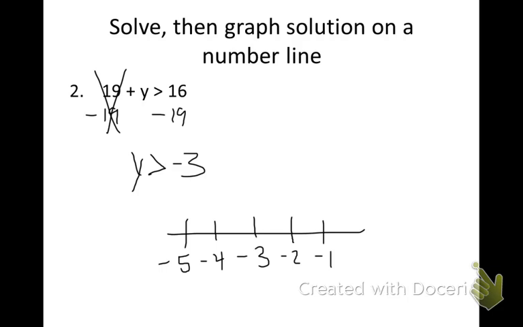And then I need to have an open dot over negative 3 because it's not greater than or equal to, it's just greater than, so there's going to be an open dot. And I know that y is going to be greater than negative 3. Well, greater than means that I've been getting closer to 0, so I should shade to the right this time. Darken my line in, and put an arrow. And I'm done.